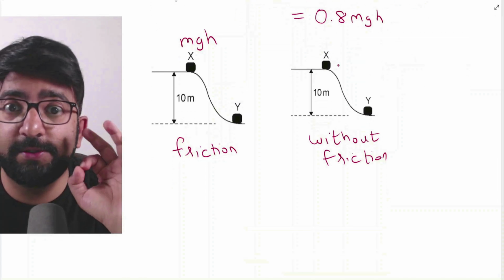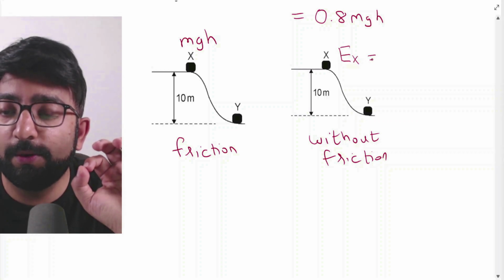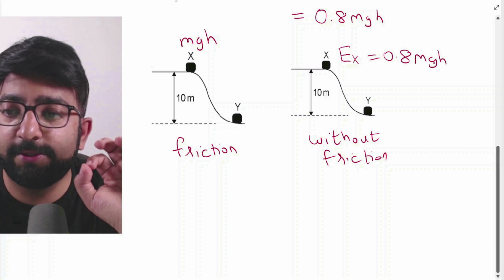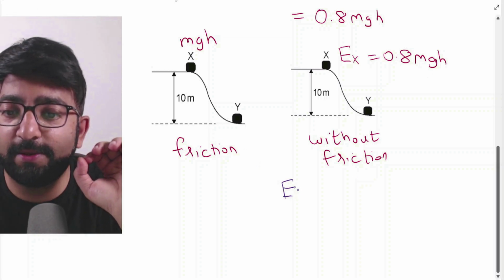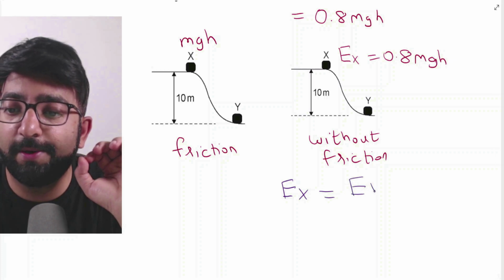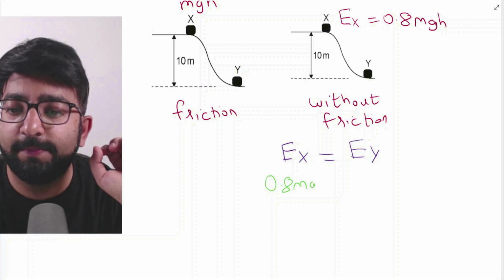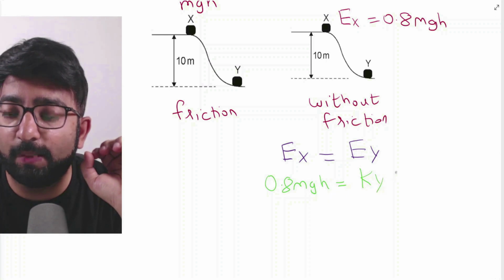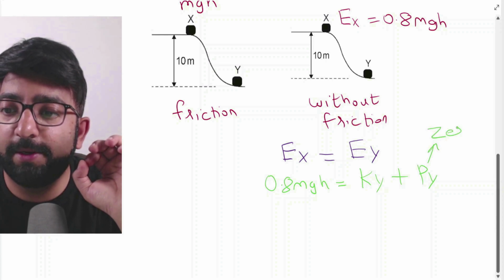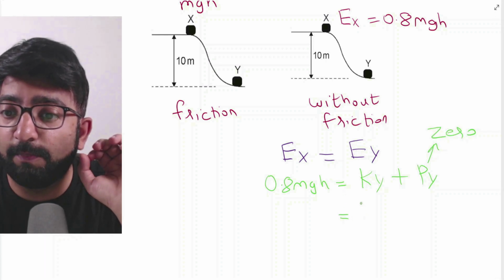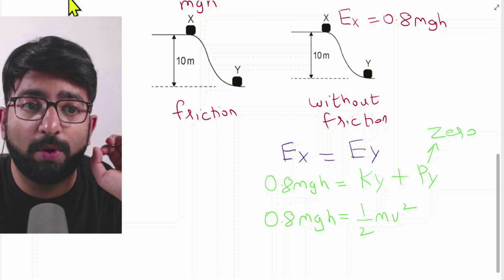So in the case when we are considering friction is not there, in that case we will write the energy of the object at the topmost point will be equal to 0.8 mgh. And now we can very easily apply the law of mechanical energy conservation, which states that the total energy at x will be equal to the total energy at y. Now total energy of the object at x was 0.8 mgh. This will be equal to the kinetic energy at y plus potential energy at y. Now, since y is on the ground, potential energy at y will be considered as 0 and kinetic energy at the point y, we will write half mv square. So let's write 0.8 mgh is equal to half mv square.